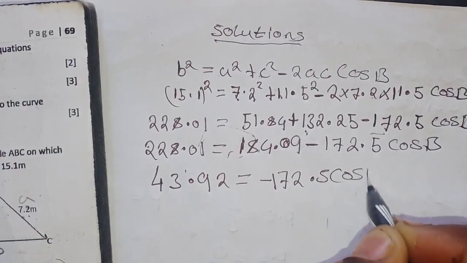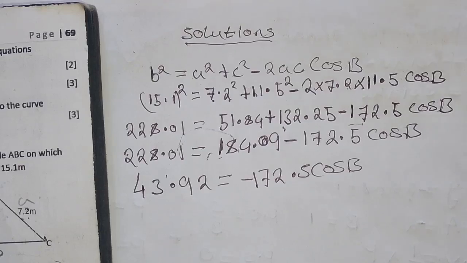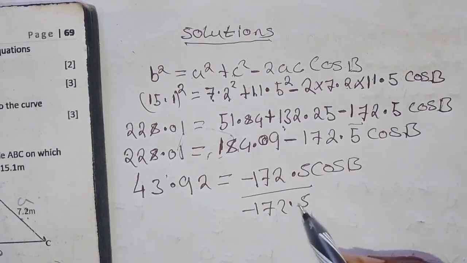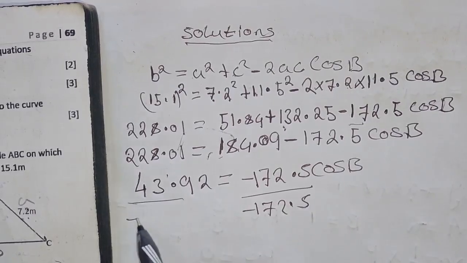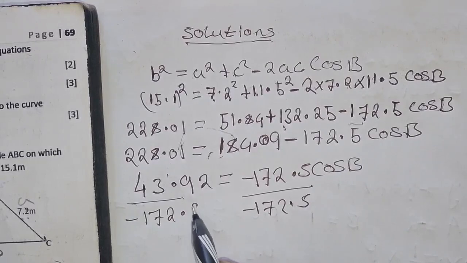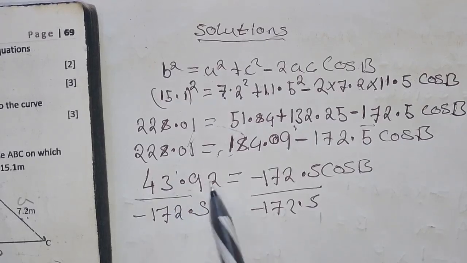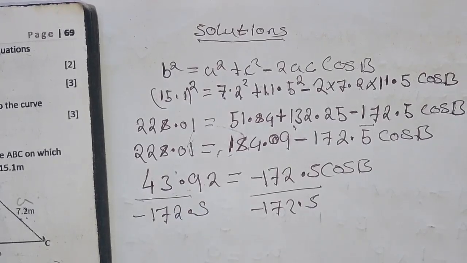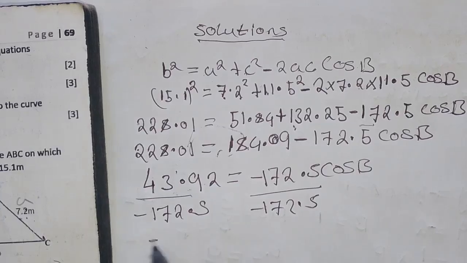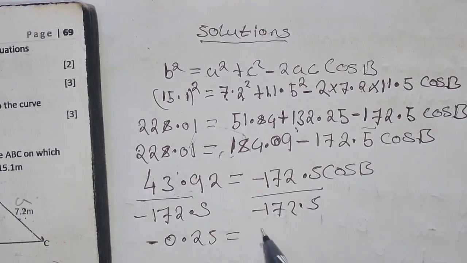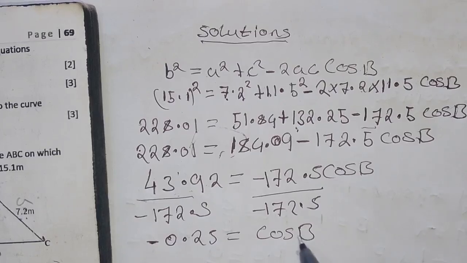Okay, since we're finding B, we can divide both sides by negative 172.5. Also, this side we divide by negative 172.5. So 43.92 divided by negative 172.5 will give you negative 0.25, which is equal to cos B.